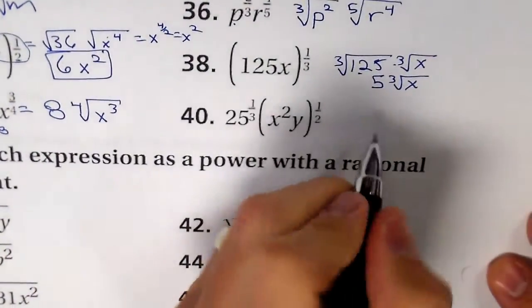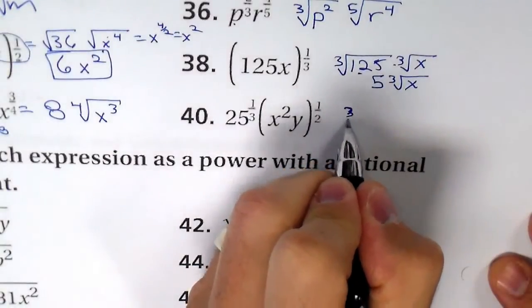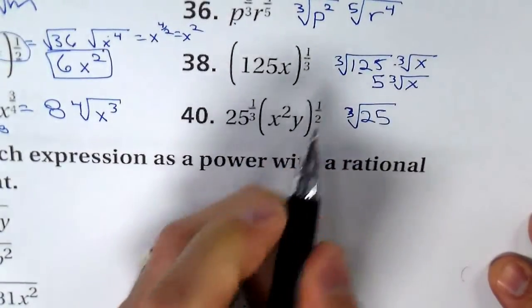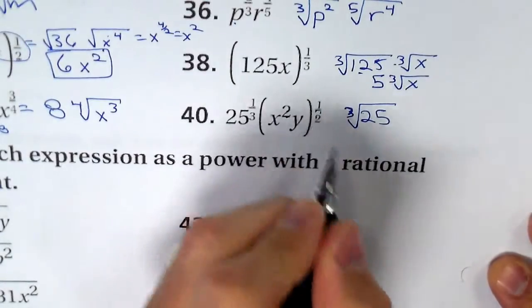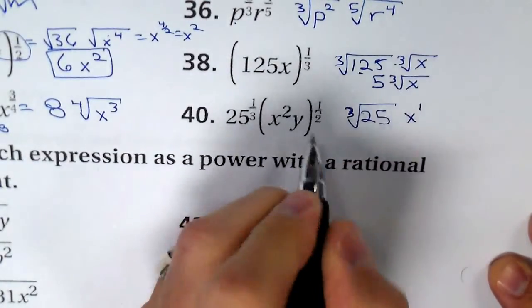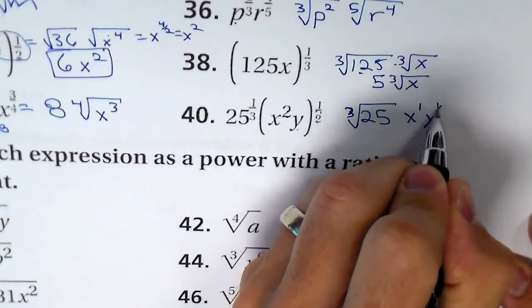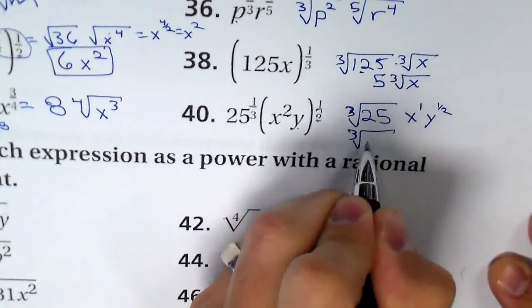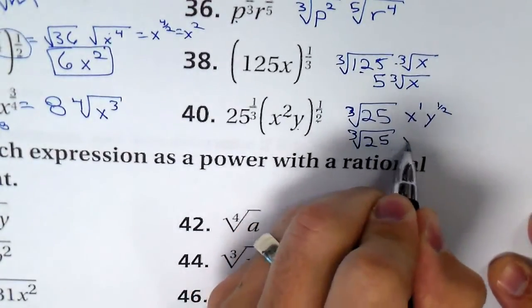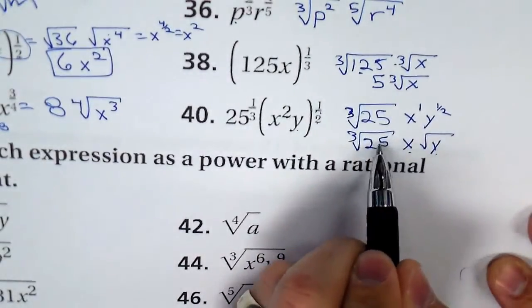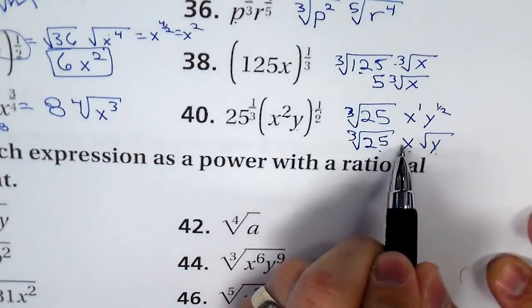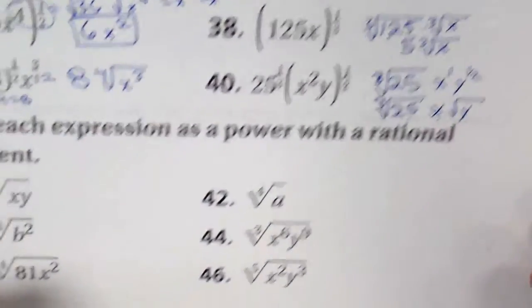For number 40, I'm going to do the 3rd root of 25. And then if I distribute in the exponents, x to the 2nd times 1/2 is x to the 1st. And then y is just y to the 1/2. So we're going to get the cube root of 25 x square root of y. Make sure you keep them separate. Be careful about how you write the root symbol. It should not be going over the x.